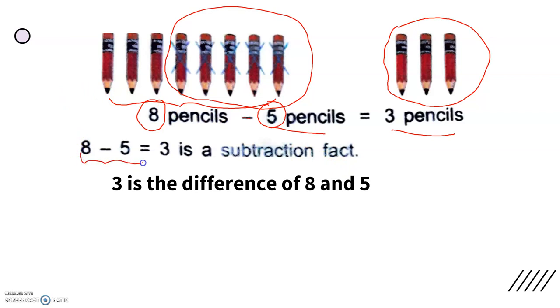Subtraction sentences are also called subtraction facts. Here the answer 3 is the difference of 8 and 5. 3 is called the difference. 3 is obtained by subtracting 5 from 8. 3 is the difference of 8 and 5.